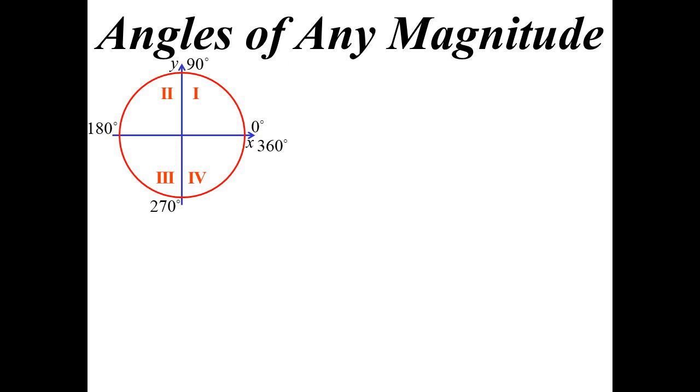We talked about trig in right angle triangles, which is great. But of course angles can be bigger than 90 degrees. So how do we deal with angles of any magnitude whatsoever? Here's the coordinate plane, and we'll chuck the unit circle on it, and I've just marked off the angles.